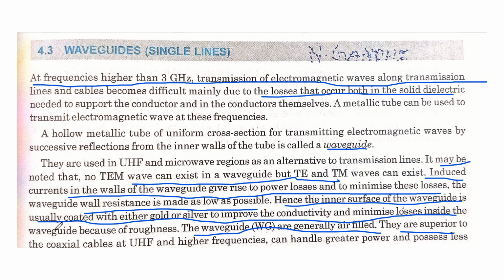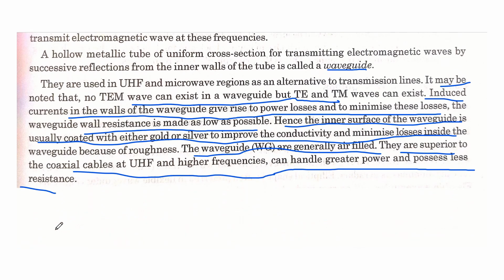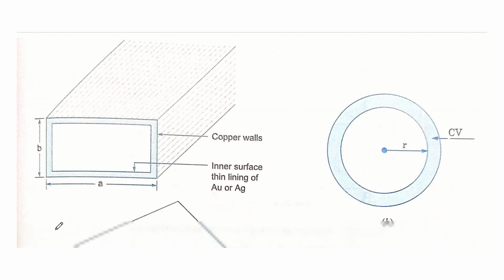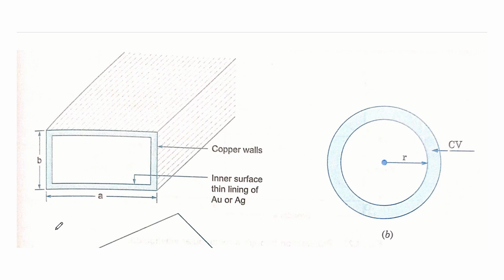And now I'm going to teach you what the different types of waveguides are. Let's see here. Mainly we have two types of waveguides. One is the rectangular waveguide and another one is the circular waveguide. As the name indicates, rectangular means the shape of the waveguide is a rectangle, and circular waveguide means the shape is circular.